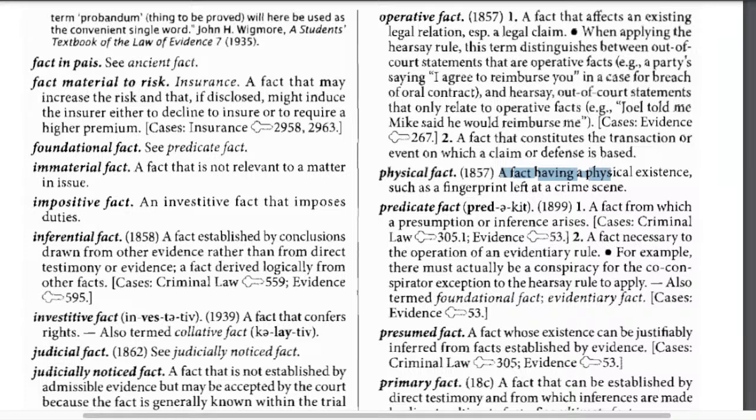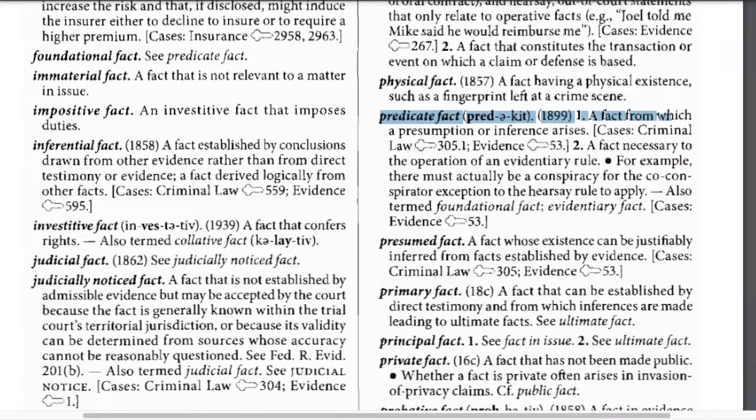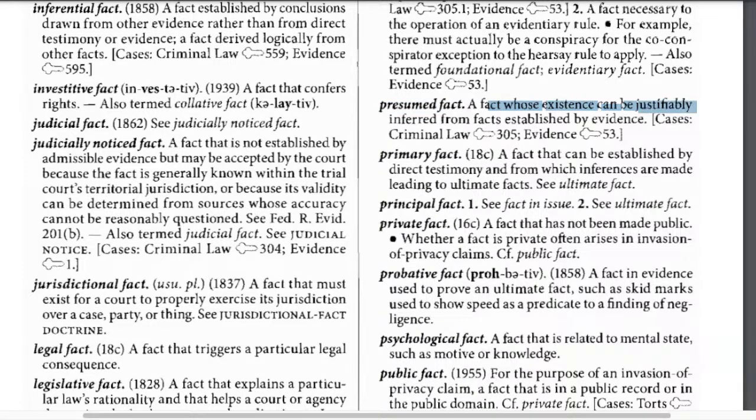Physical fact, 1857, a fact having a physical existence, such as a fingerprint left at a crime scene. Predicate fact, 1899, a fact from which a presumption or inference arises, in criminal law. A fact necessary to the operation of an evidentiary rule. For example, there must actually be a conspiracy for the co-conspirator exception to the hearsay rule to apply. Also termed foundational fact, evidentiary fact. Presumed fact, a fact whose existence can be justifiably inferred, back to our conference of logically inferred, from facts established by evidence. So those are certain kinds of facts where you can justifiably infer this presumed fact.